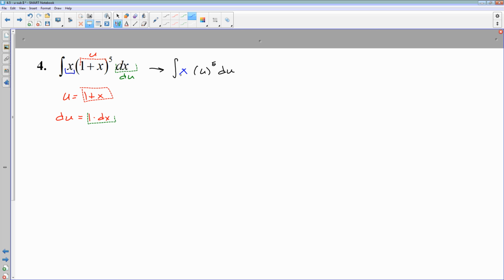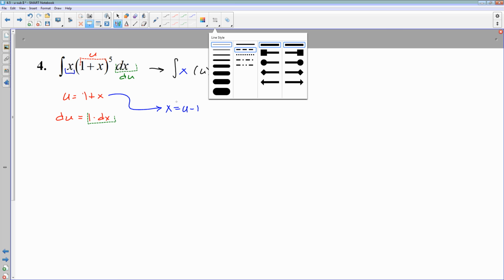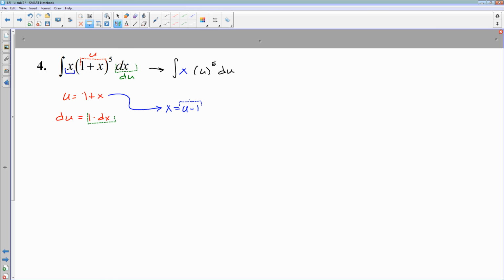Well, what I'm going to do to tackle my x, since I see that u equals 1 plus x, I can take this equation right here and I can actually solve that for x. If I subtract 1 from both sides, I get x to equal u minus 1. If u is equal to 1 plus x, that means x equals u minus 1, and I can take that and plug this in for the x right there.